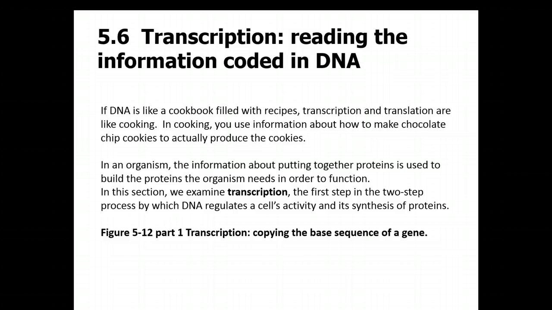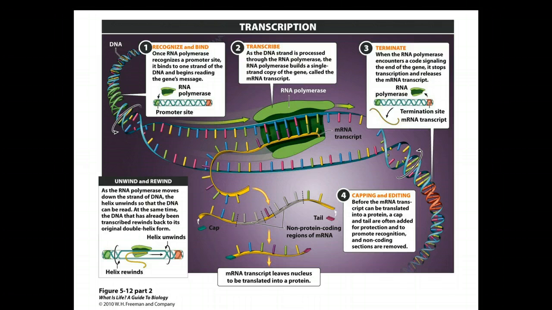So we're going to examine transcription, the first step of the two-step process by which DNA regulates the cell's activity in formation or synthesis of proteins. Looking at the overall transcription process, first we have to recognize and bind. Once RNA polymerase recognizes a promoter site, it binds to one strand of the DNA and begins reading the gene message. So we have a promoter site. It's a site that actively engages and gets RNA polymerase to start this transcription process.